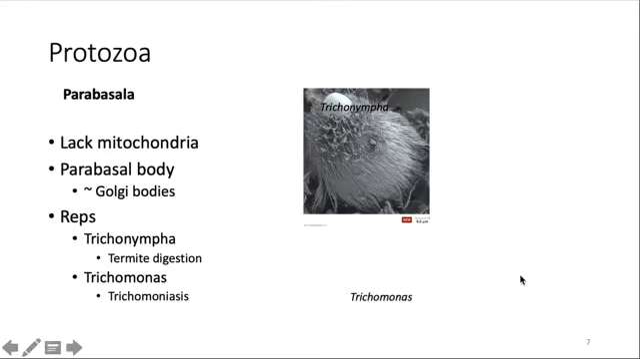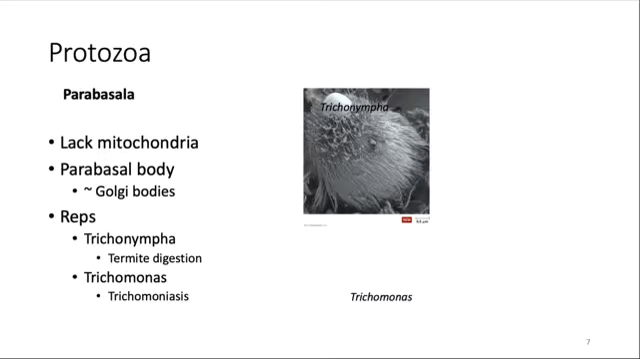So if we look at each of them separately, the groups that I just mentioned, Parabasala, they lack mitochondria. They have what we call a parabasal body, or Golgi bodies. And representatives of this group are Trichonympha. Trichonympha is a symbiotic flagellate that is found in many species of termites. So they actually help the termites in their survival.